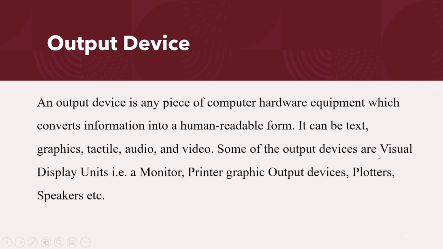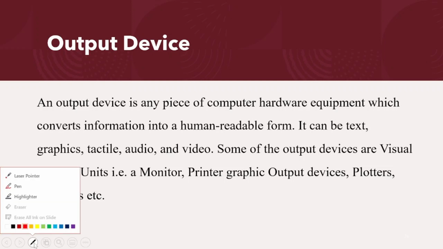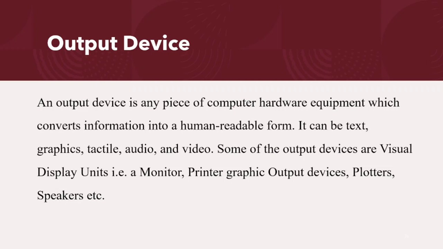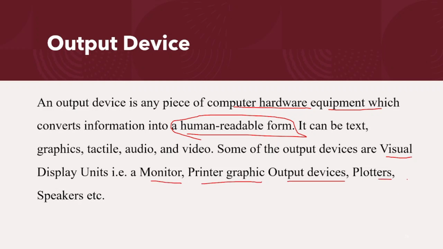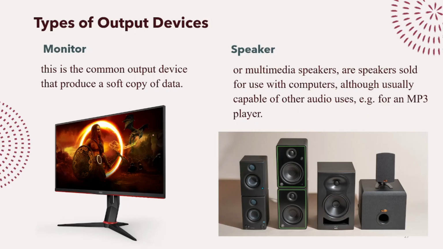So we have the output device. An output device is a piece of computer hardware which converts information into a human readable form. It can be text, graphics, tactile, audio, video, and so on. Some of the output devices we have are the visual display, the monitor, graphics printer, the plotter, speakers, and among others. So these are examples of output devices.